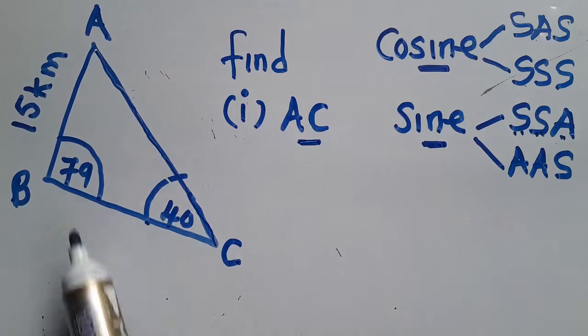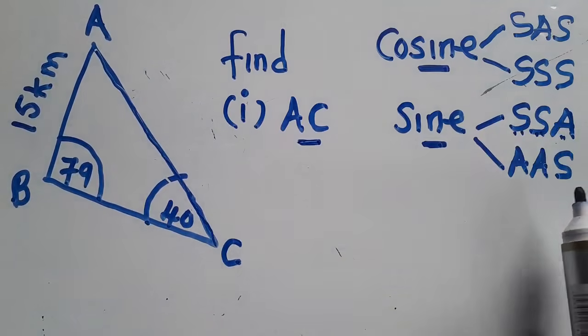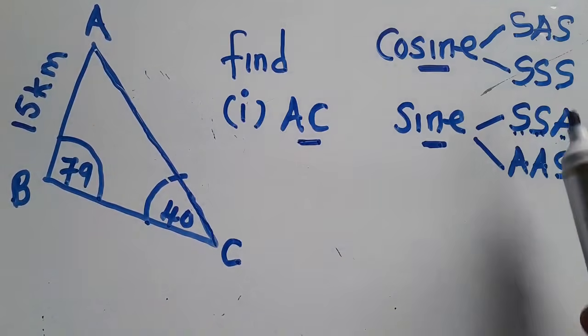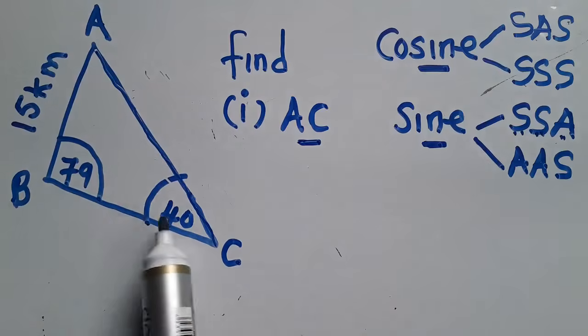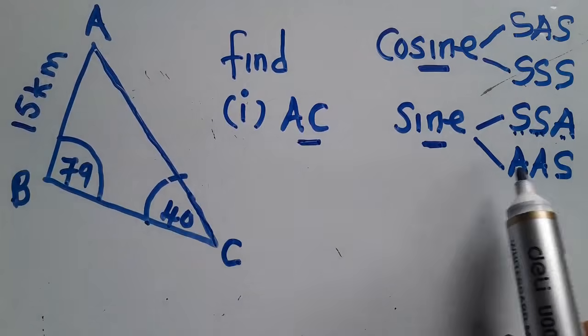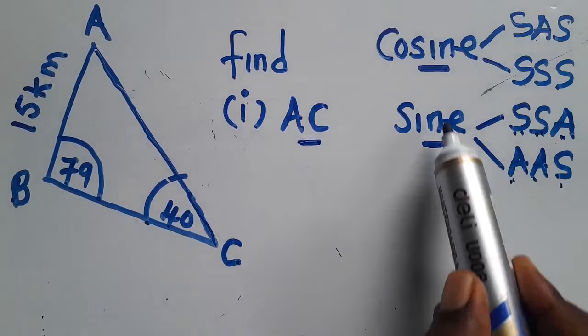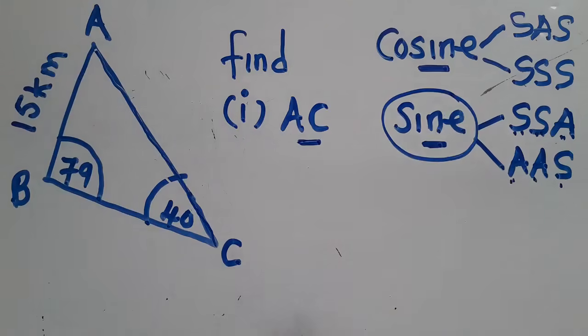So we are on this question. We've got this information here. S is a side, A is an angle. Make sure you understand that part clearly. How can you go about this? You check this question. What are you given? You are given two angles and one side. So it means we are supposed to use the sine law.